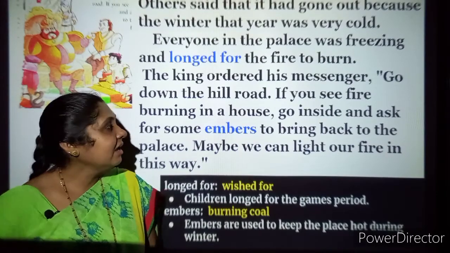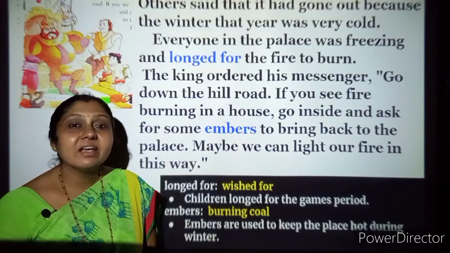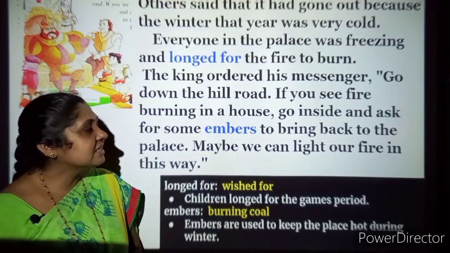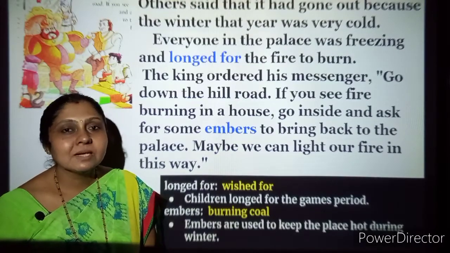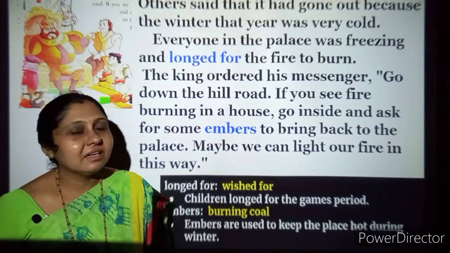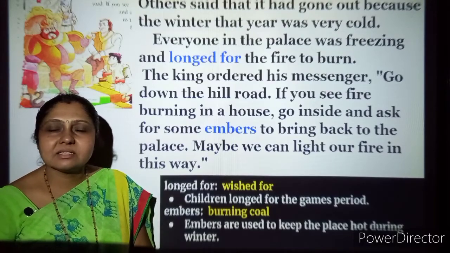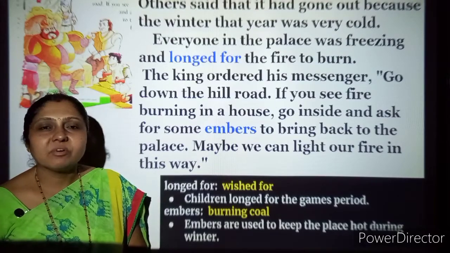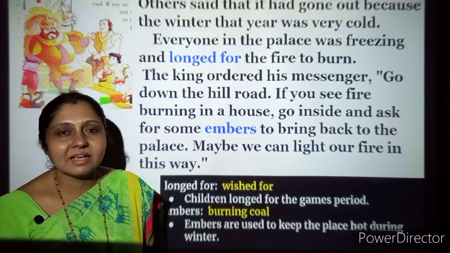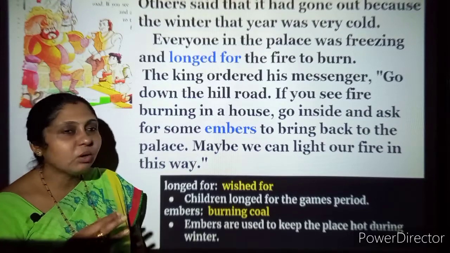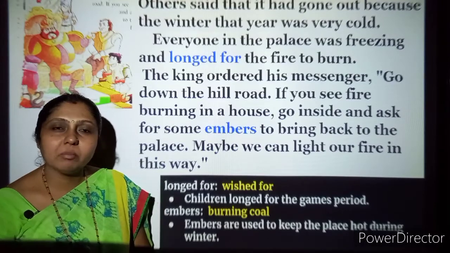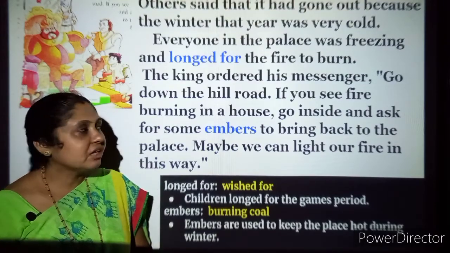So go down the hill road, and if you see fire burning in a house, go inside and ask for some embers. This means in all the houses they use fire for cooking. Especially in earlier days, they did not have any gas stove or electric stove. They used to cook with the help of the fire itself. So they had fire burning always there. So if you go down the hill and you see fire burning in any of the houses, for cooking purposes they used to burn the fire. So they used to light the fire.